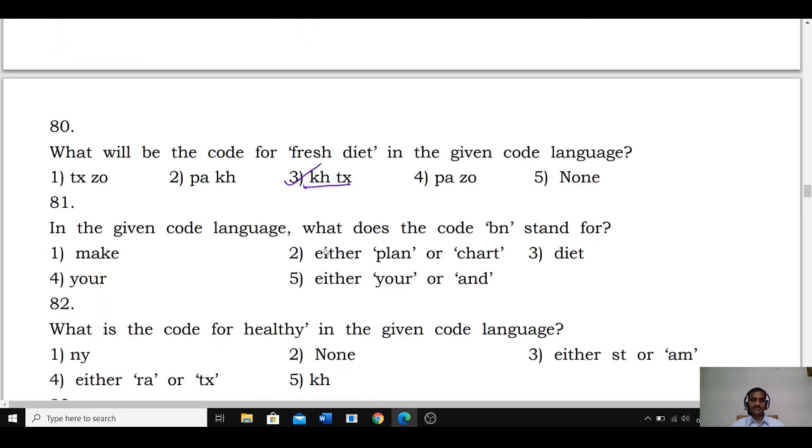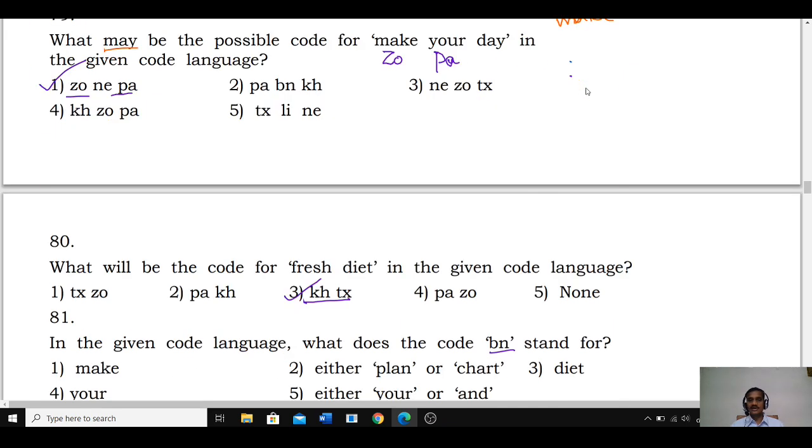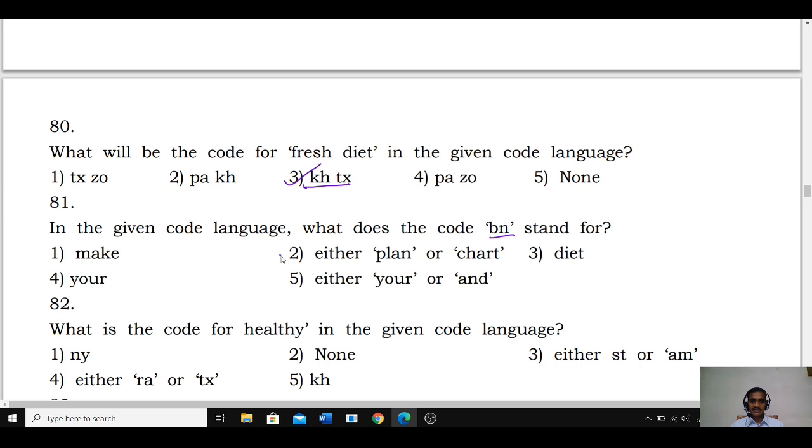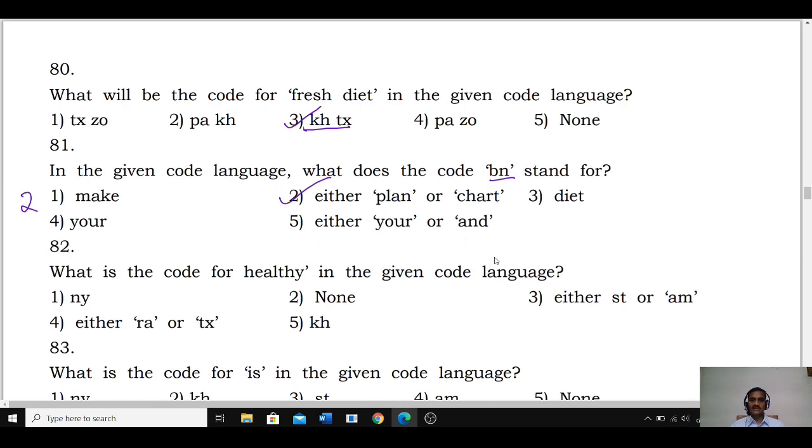78, 80 is choice 81. In the code, what does the code BN stand for? Now this BN stands for either plan or chart. Either plan or chart, that is choice 2. 82, 81 it is choice 2. What is the code for healthy? Tell me, what is the code for healthy? STRAM, in any order, that is choice 3.